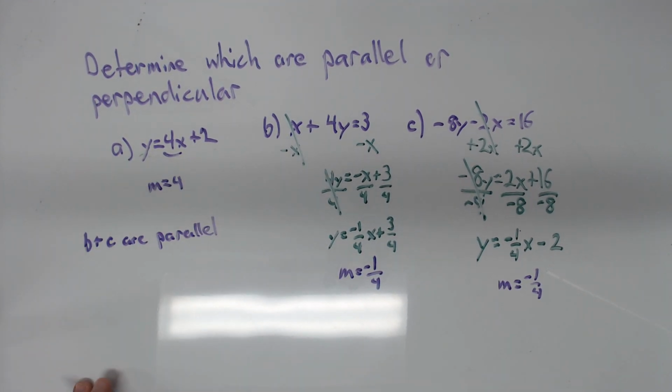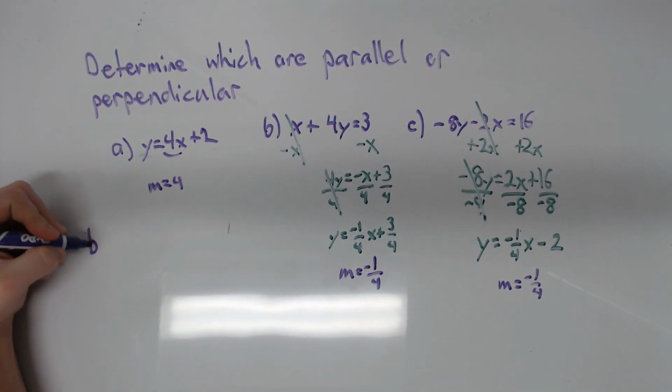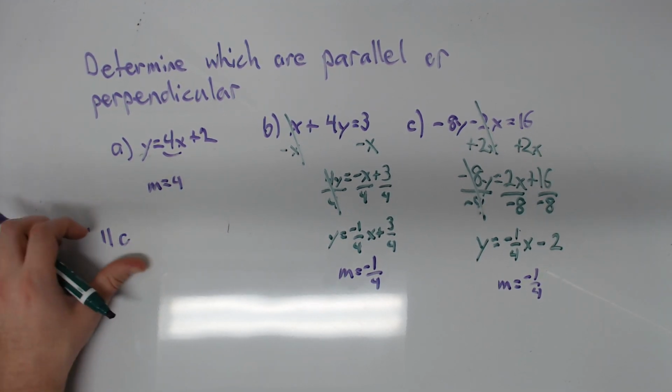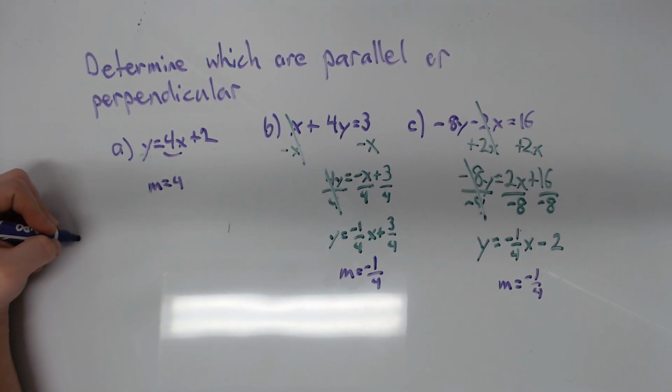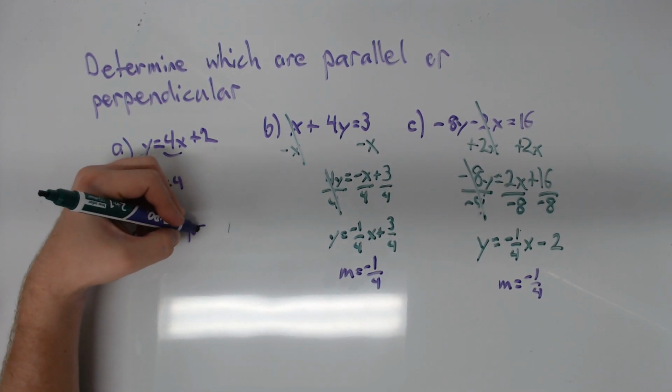There's a shorthand way of writing that too, which is just B parallel to C. That's what double lines like that would mean. But I'll write out the words for now. B and C are parallel.